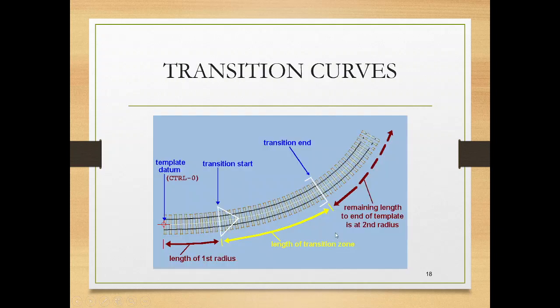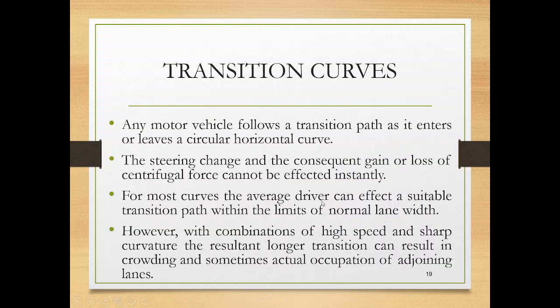Okay. So these are transition curves. This is a railway. Now you know this curve radii changes. Okay, from here to here. So just think that this is 100 and this is 500. So the transition curve changes its radius from 100 to 500. Okay, any motor vehicle follows a transition path as it enters or leaves a circular horizontal curve that you know, like drivers, right? The steering change and the consequent gain or loss of centrifugal force cannot be affected instantly.